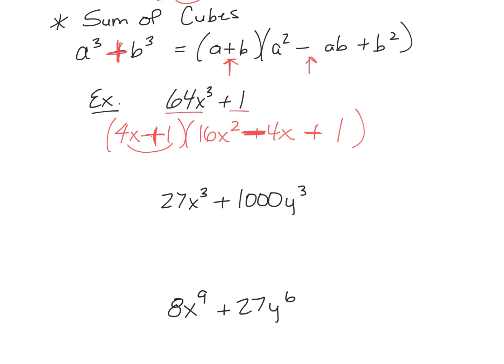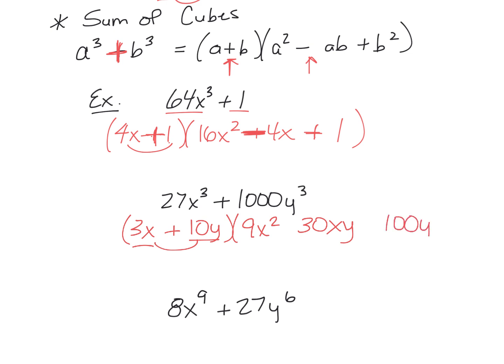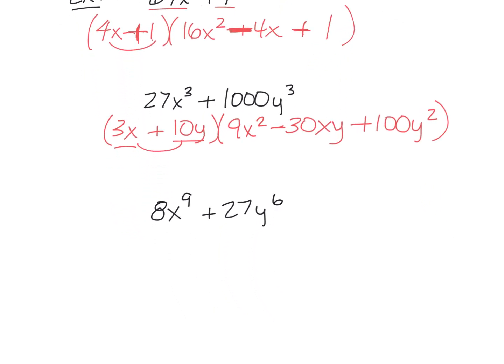Next one, I can see these are both perfect cubes, so it's 3x plus 10y. And then I square the first term, I multiply, and I square the last term. This is always positive, and this should be minus.